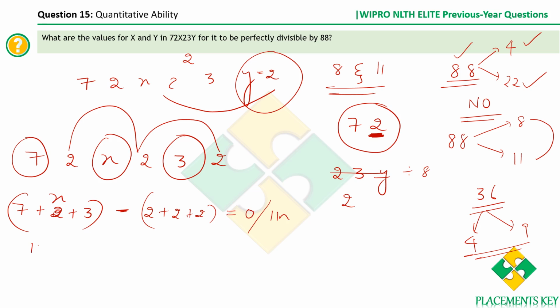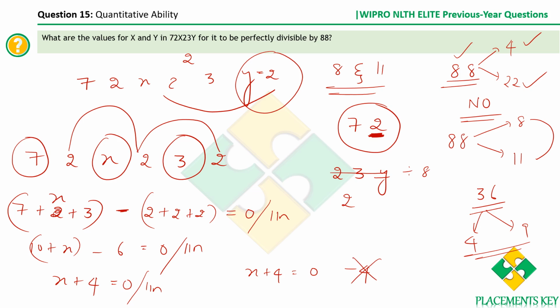7 plus x plus 3 is 10 plus x, minus 2 plus 2 plus 2 which is 6. This should either be 0 or a multiple of 11. Now it is x plus 4, right? Because 10 minus 6 is 4. This should either be 0 or a multiple of 11. Now, can x plus 4 be 0? No. Why? Because for it to be 0, x value becomes minus 4, which is not possible because all these are positive integers. So x plus 4, let's take the first multiple of 11, that is 11. So what should be the value of x? X plus 4 is 11, so x has to be 7.